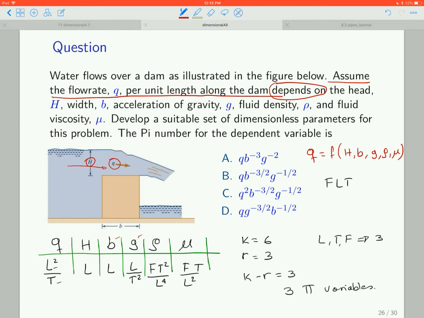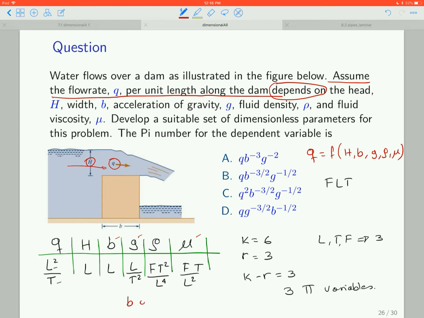And we can take either one of these 2, density or viscosity, because they both have the same thing. Let me choose viscosity, for no reason. You could choose density as well.